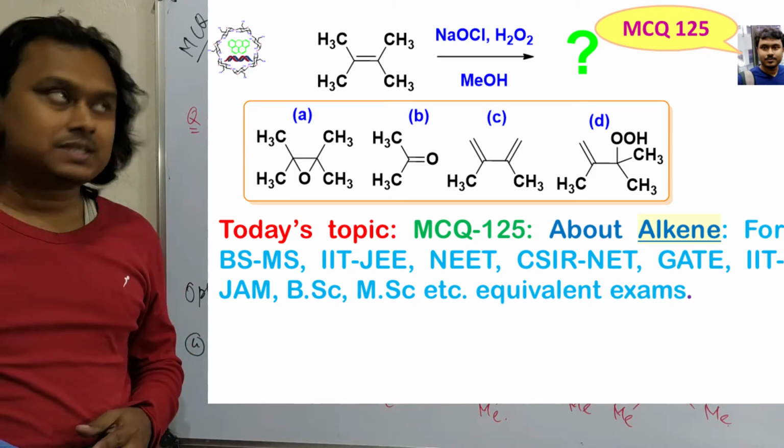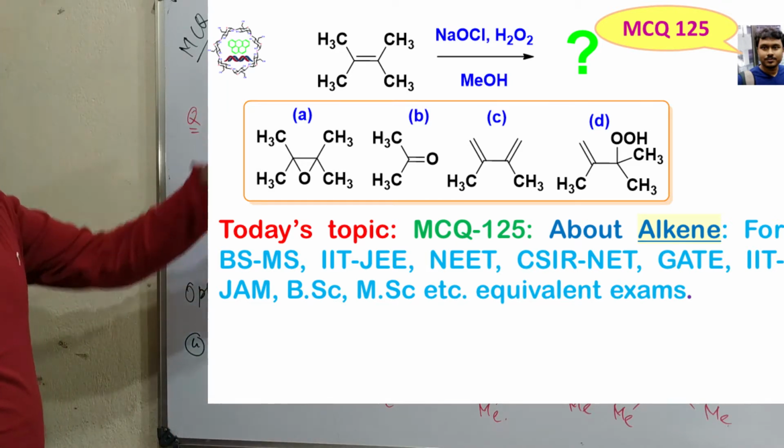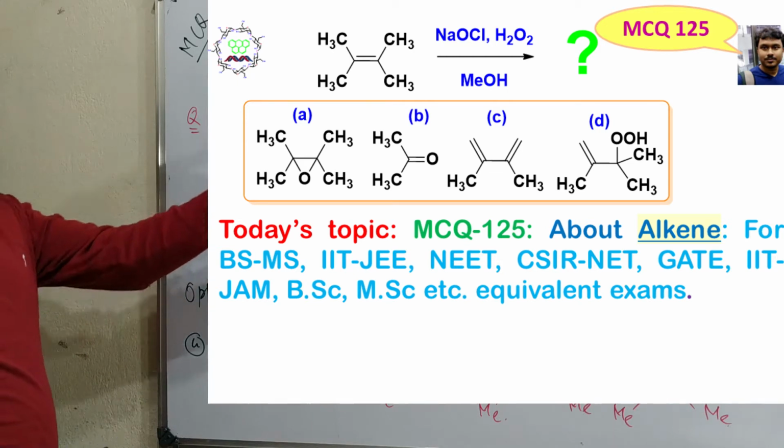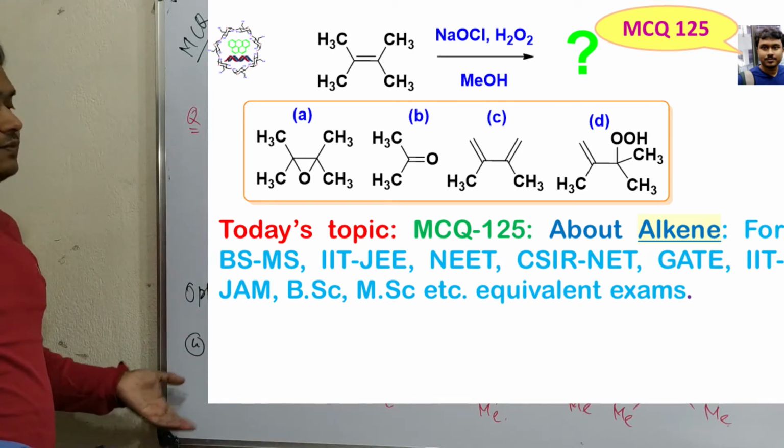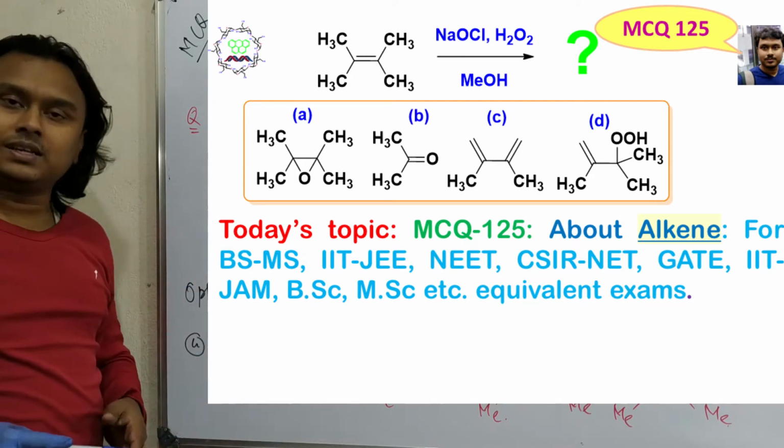So today we are going to discuss a multiple choice question presented in front of you. So look at the question. The question is, what is the correct structure of the final product? And four options are provided in front of you. Among them, which one of them is the right answer?